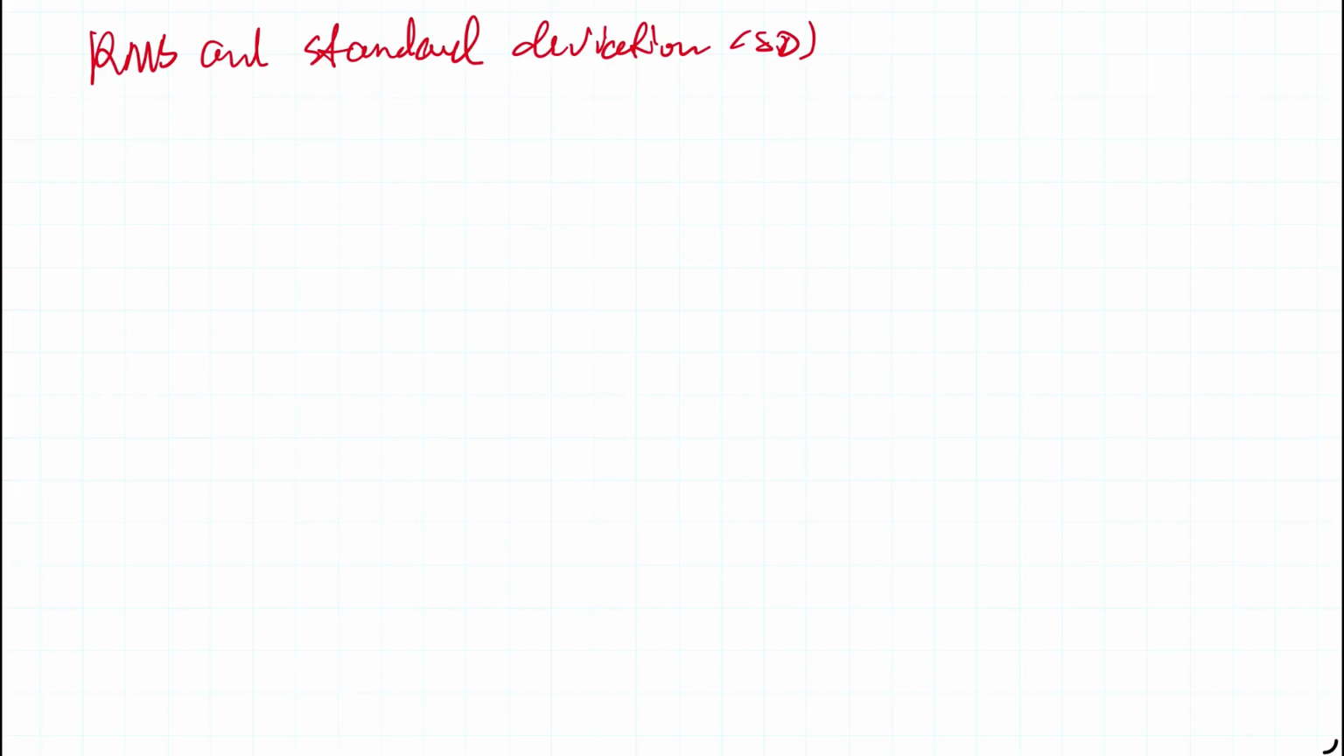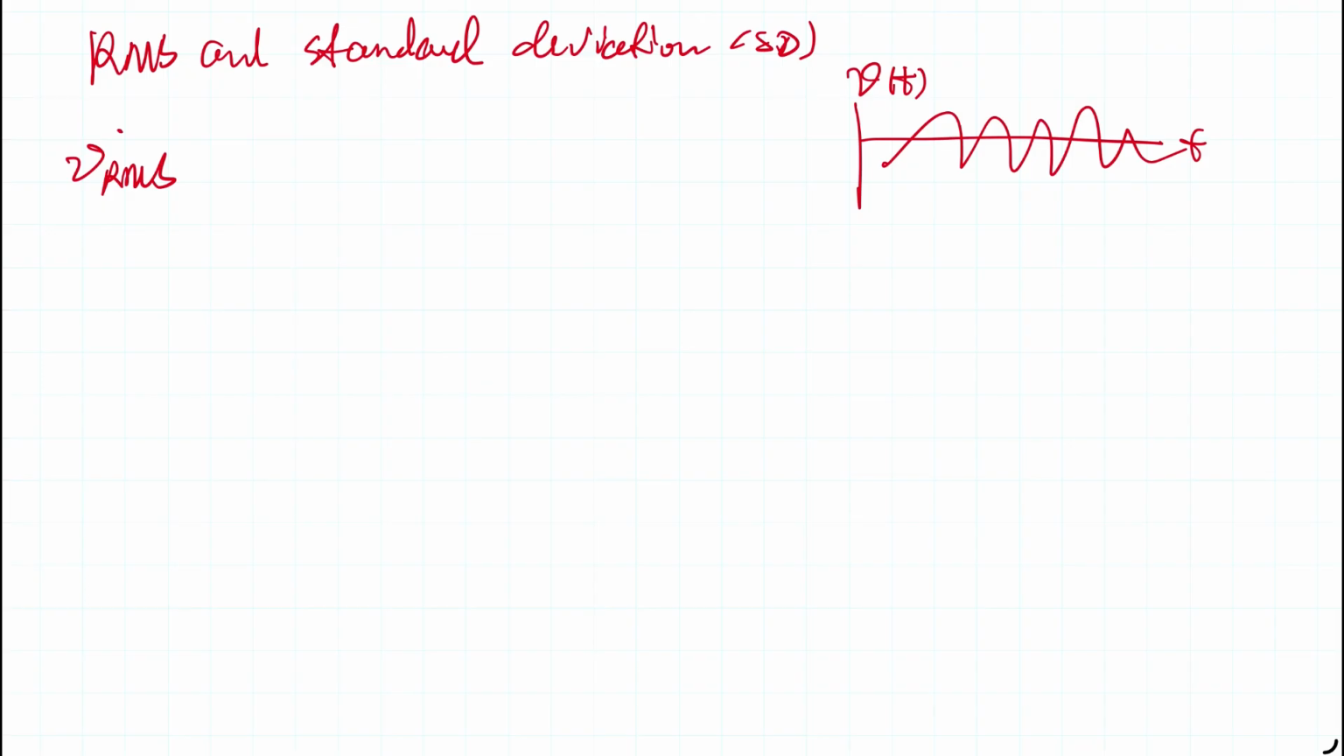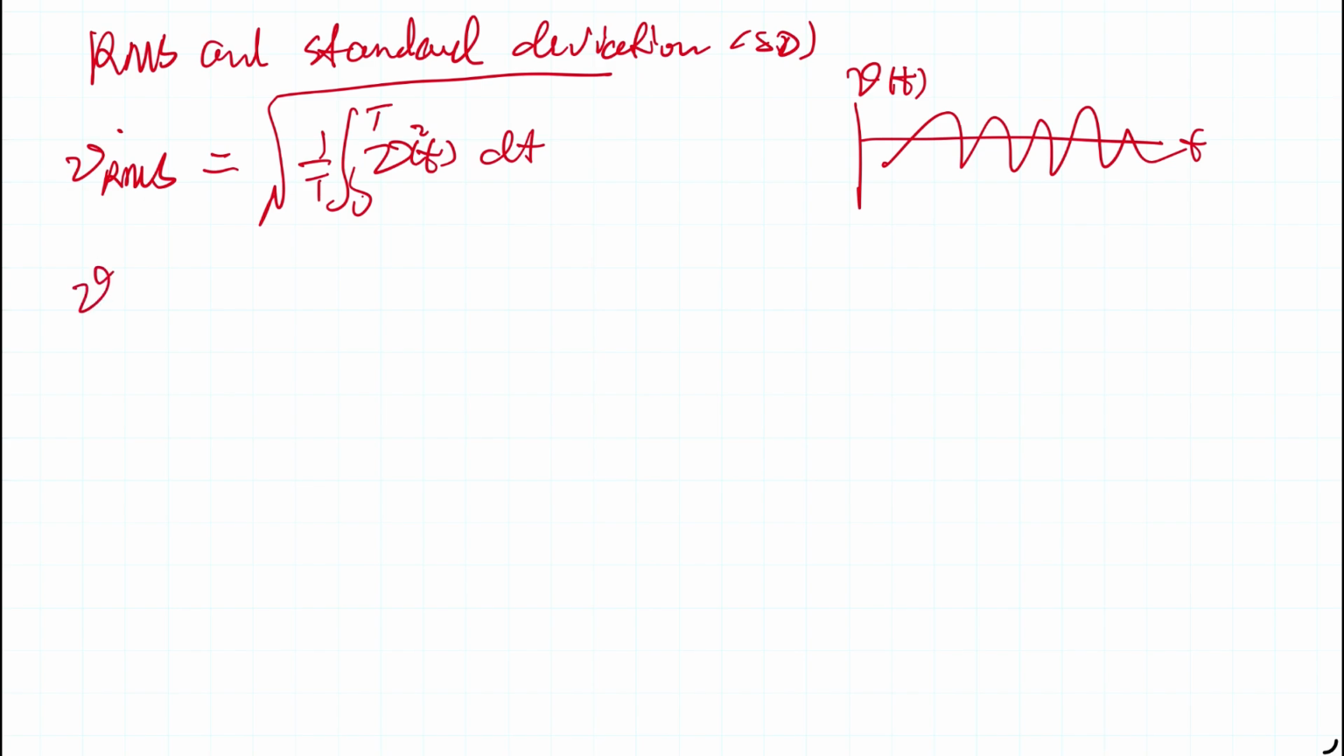Let's look at the definition first, in the continuous domain. If we have a signal, let's say a voltage signal V(t), the signal changes over time, like that. The RMS signal, as we defined before: we take V(t) and square it, then we take the mean, integrating from 0 to T, dt, then divide by T, that's the mean, then we take the square root. So that's the RMS signal.